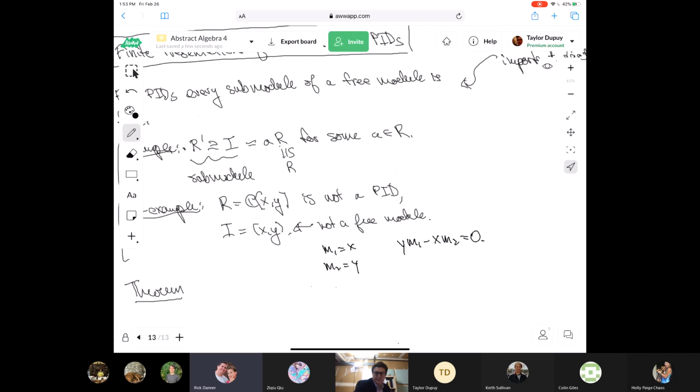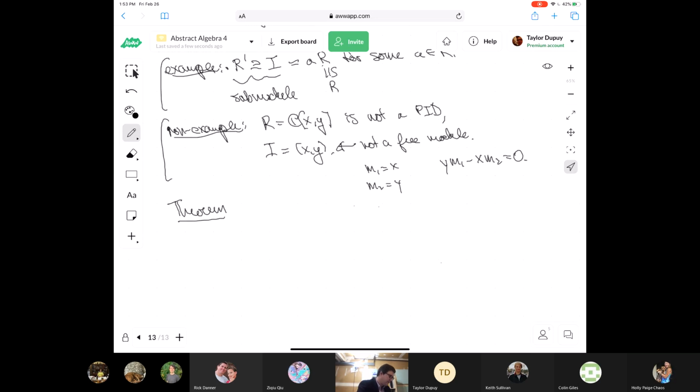Relations means that it's not free. That's what it means to be not free. So, theorem: the modules over a PID theorem comes down to the Smith normal form. What we're going to do is take the matrix that comes with the presentation and put it into a very special form so that we can compute the image.